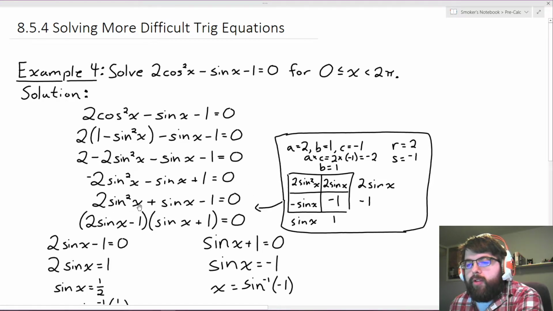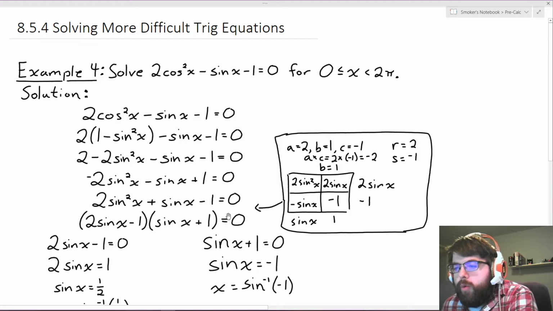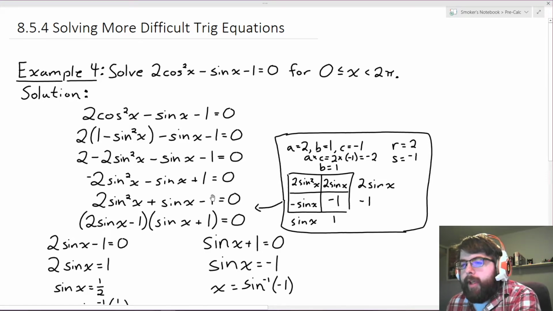This right here, 2 sine x squared plus sine x minus 1, will factor to 2 sine x minus 1, sine x plus 1. So that is the box method that is outlined over here. If you need to do the box method to factor, A would be 2, B would be 1, C would be negative 1. Multiply those together, get negative 2. Two things that multiply to negative 2 and add to 1 are 2 and negative 1. You put them in, you pull, and then that's how you get those two factors. I'm not going to go through all that again in detail.